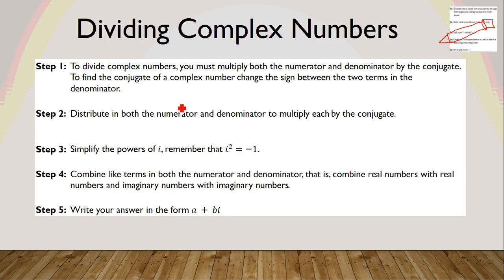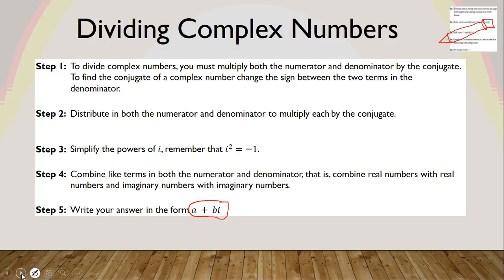So let's run through these steps here. Take a minute and write them down, and then we'll do a few examples, and then we're done. To divide complex numbers, you must multiply both the numerator and the denominator by this thing called the conjugate. To find the conjugate, you just change the sign between the two terms in the denominator. We'll distribute using our distributive property. We'll simplify any powers of i that we get. Remember that i squared is -1. And then we'll, of course, combine any like terms to come up with a complex number in this form, okay? So our final answer is going to look something like this.